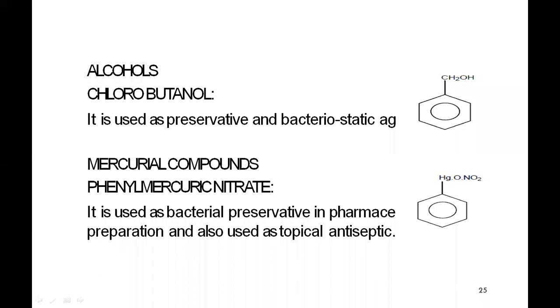Next, you have two classes and two examples: alcohols and mercurial compounds. Under alcohol, you have the example of chlorobutanol, which you have used as a preservative in one of the pharmaceutics formulations. It is a bacteriostatic agent. And under mercurial compounds, you have the example of phenyl mercuric nitrate, PMN. It is also used as a bacterial preservative and as a topical antiseptic. So these were the examples you have to learn by heart under the antimicrobial category of preservatives.